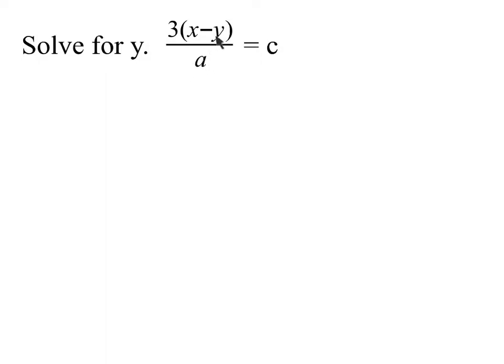Since this a is divided on the y, I'm going to multiply both sides by a, because that will cancel that out. So I now have 3x minus y equals CA, California. All right, now I get y by itself.